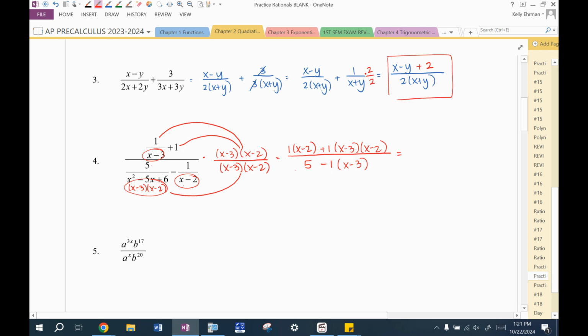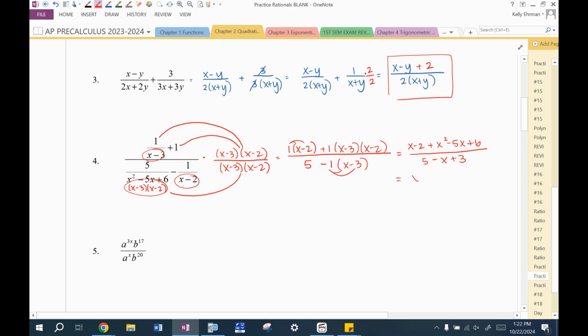All right, what do we need to do here? We need to combine like terms, top and bottom. So x minus 2, if I distribute that 1 through. This 1 doesn't matter. I can FOIL these 2 together. So plus x squared minus 5x plus 6. Distribute this negative 1 through. 5 minus x plus 3.